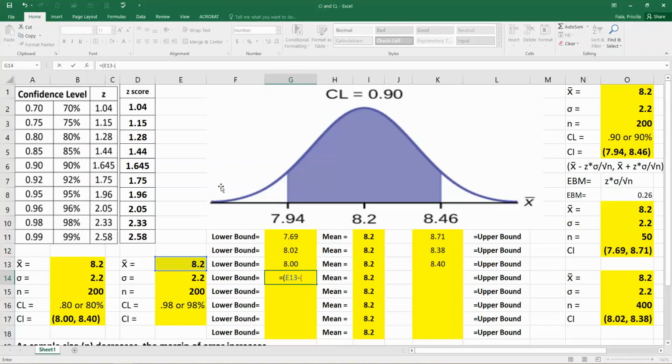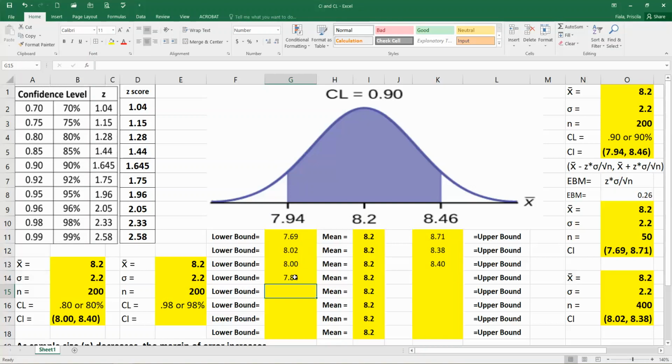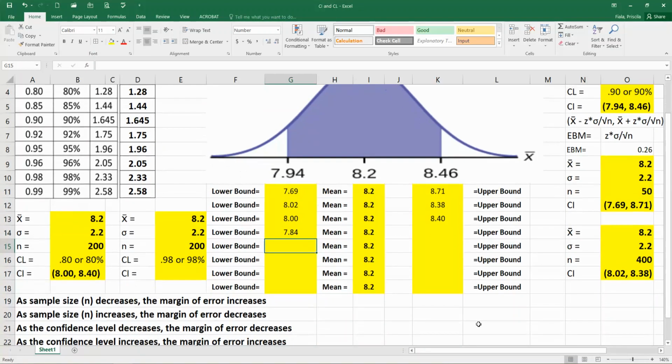So minus my, well, I increase my confidence level to 98%, so it's at 2.33, correct? Times I'm keeping my standard deviation and I'm keeping my sample size as 200. Look what happens. What did I say? As the confidence level increases, the margin of error increases, therefore it gets wider. So it's going to get further from your mean.